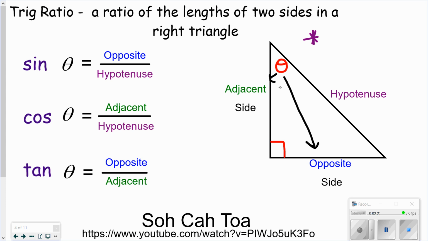So depending on where theta is and what sides we know, we would use sine if we knew the opposite side and the hypotenuse. So sine of theta is equal to the ratio or fraction of opposite over hypotenuse. We would use cosine if we knew the adjacent side and the hypotenuse. So cosine of theta is equal to adjacent over hypotenuse. We would use tangent if we knew the opposite side and the adjacent side. So tangent of theta is equal to opposite over adjacent. You will need to know these trig ratios and memorize them.